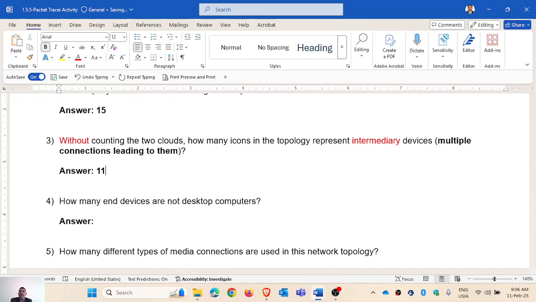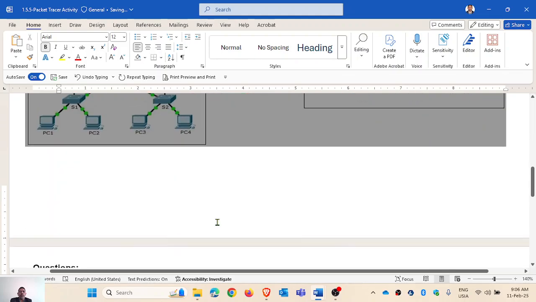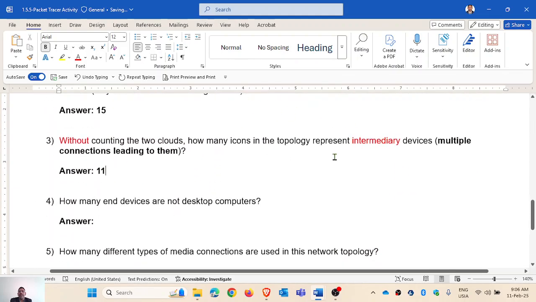Total how many? 11. See here, this is not an intermediate device. Again, I am telling you that this is an end device. The IP phone is an end device, but it has multiple connections. But we are going to identify only intermediate devices. Now come to the next question.